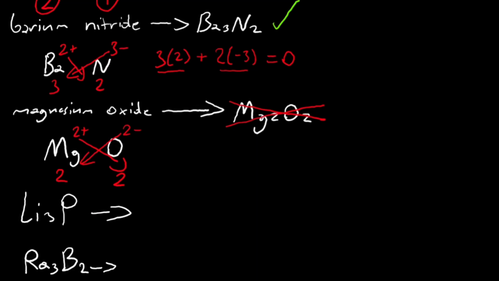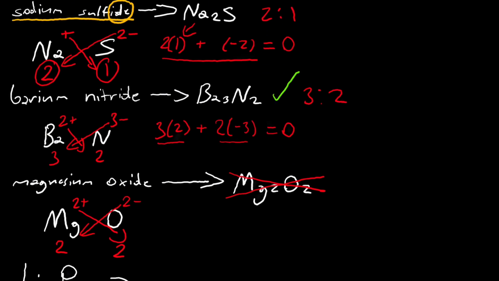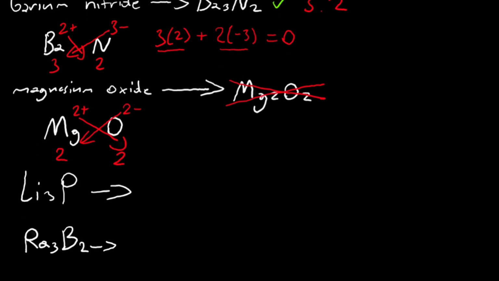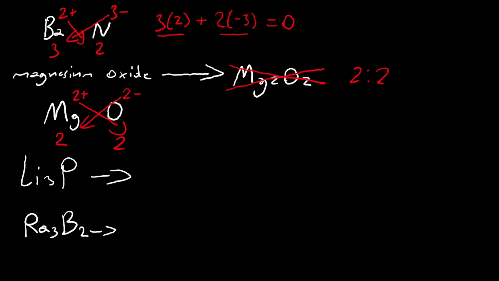Seeing as the ratio of sodium to sulfur in sodium sulfide is 2 to 1, the ratio between barium and nitrogen in barium nitride is 3 to 2, the ratio in magnesium oxide can be reduced from 2 to 2, while sodium sulfide and barium nitride are already at their furthest reduced point.